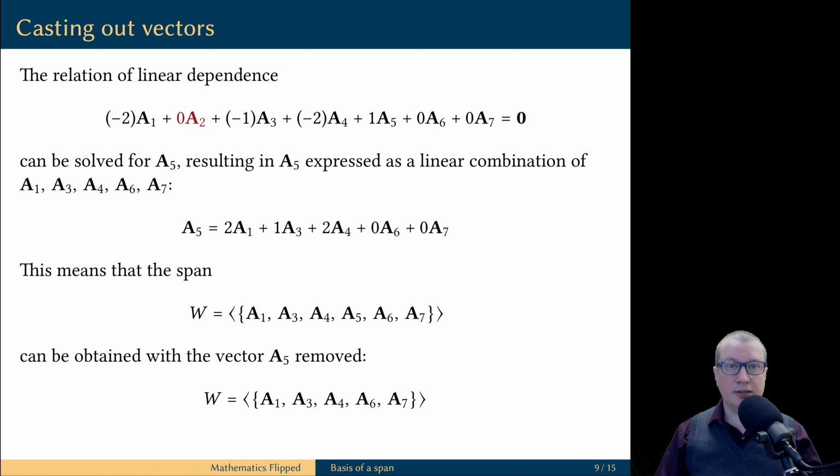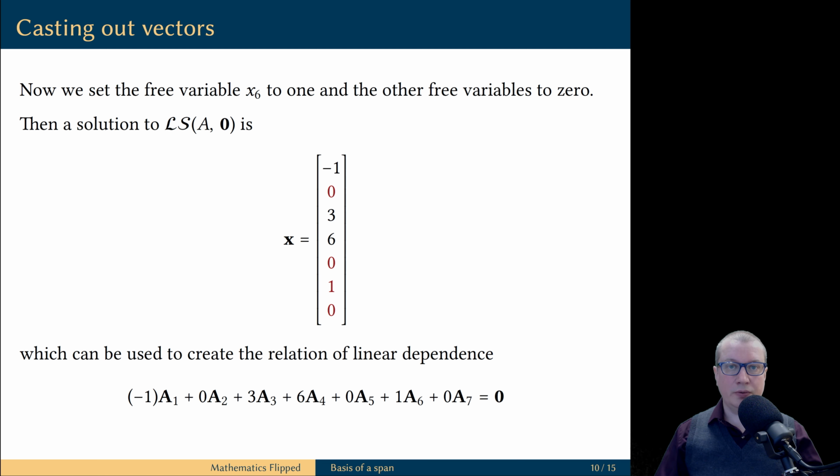Therefore, we discard this vector. We continue this procedure for the third round, and now it is the turn of the third free variable x6 to be assigned a value of 1. All other free variables get assigned values of 0. We get another non-trivial solution to the homogeneous linear system, which results in yet another relation of linear dependence on the columns of the matrix A.